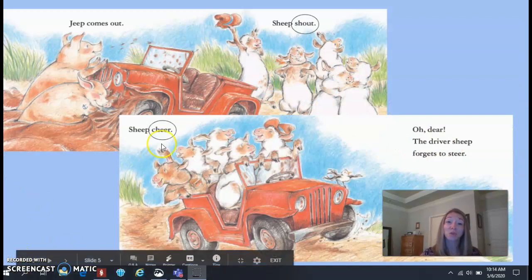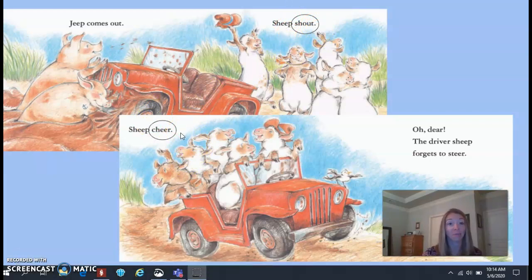At the end of the story, these two words, shout and cheer, mean almost the same thing. Let's reread this page and then think about what shouting might sound like. Jeep comes out, sheep shout. Let me think. I bet they're going, yeah! Yeah! We did it! We did it! That's probably how they're shouting.